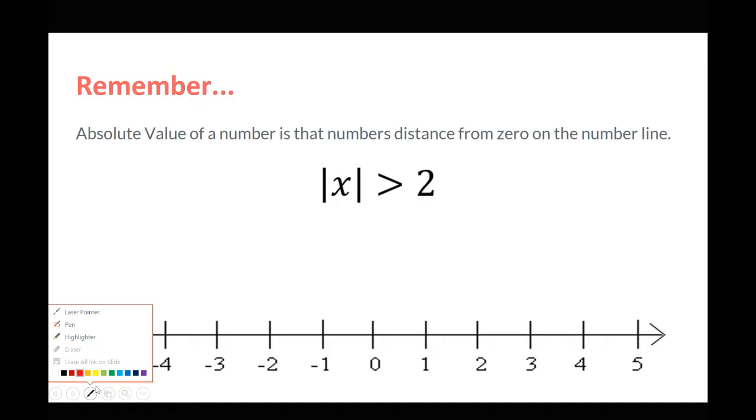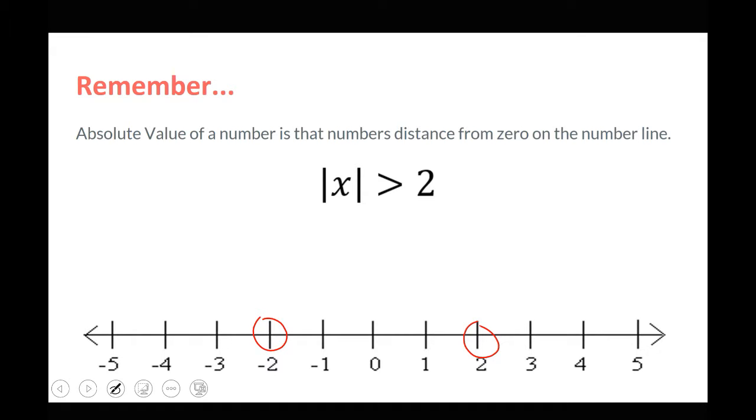Okay, so we'll start by remembering that the absolute value of a number is that number's distance from 0 on the number line. So if I had the absolute value of x, it has to be greater than 2. I'm going to mark where it's equal to 2 just with open circles, because we can't include 2. We don't want that distance to be the same as 2. We just want it to be greater than 2.